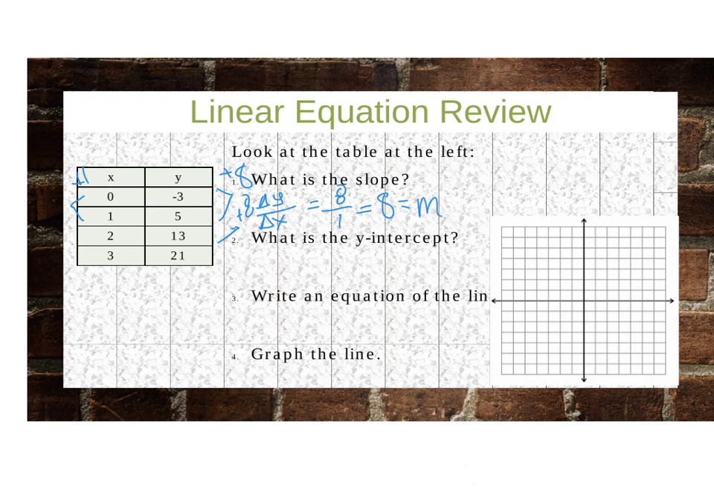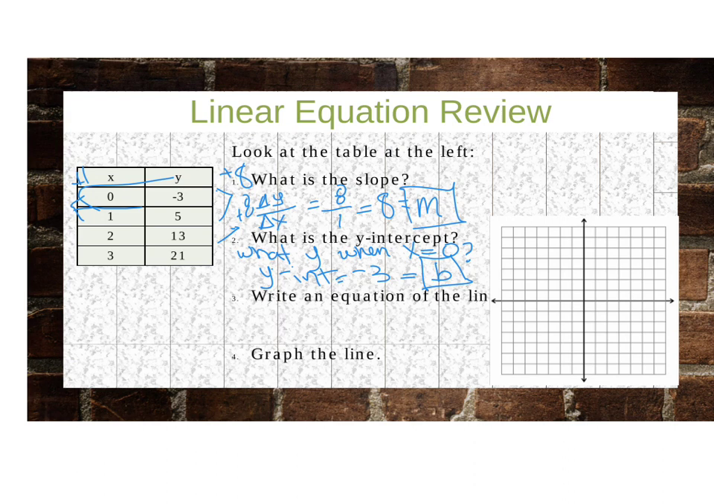What's the y-intercept? Well, what is y when x equals 0? That's your y-intercept. And if you look over here at this table, here it is, -3. So, our y-intercept equals -3. Or b. So m is 8, b is -3. Write the equation of the line.